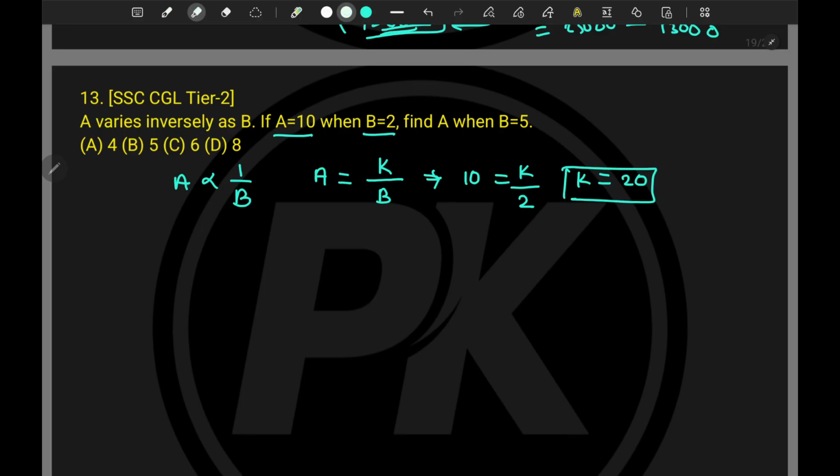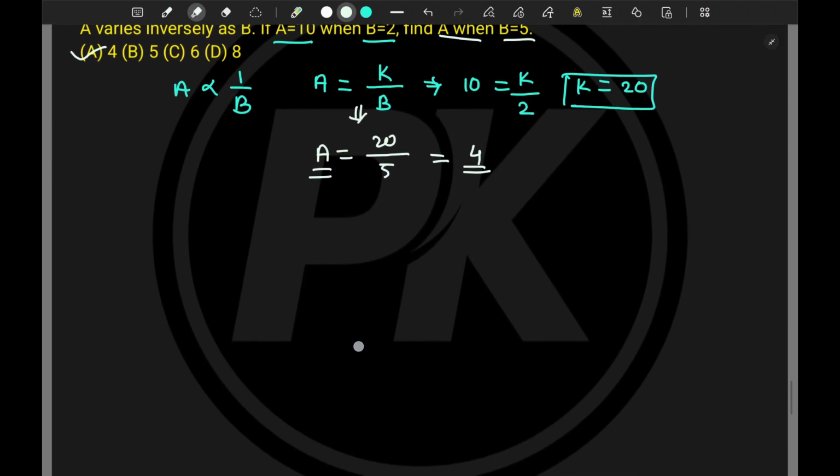Now, secondly, what they are asking: find A when B is equal to 5, right? Again, A we have to find out. The K value is given. I'm just writing down this equation. K I know is 20, and when B is 5, I have to find out A. Okay, and hence A is equal to 4, and hence option number A is correct. Okay. So we have seen most of the problems.